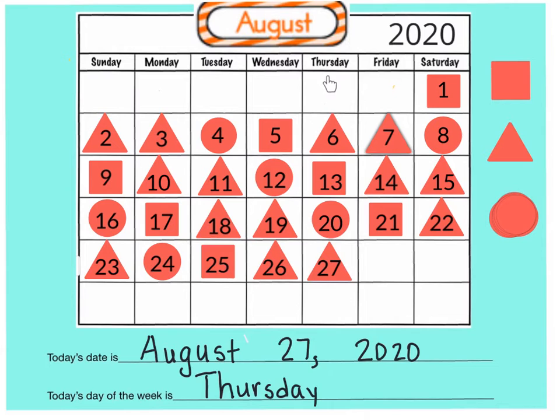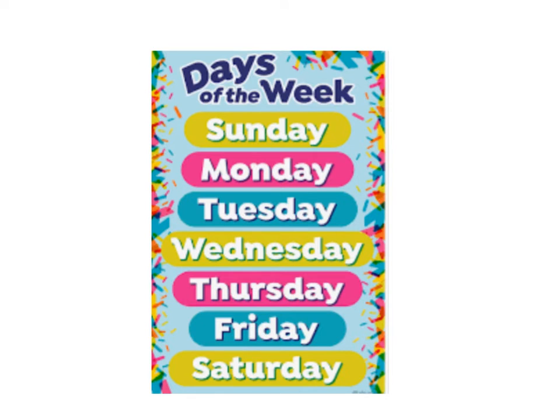All right, so here's Thursday. If I go back one, that's going to help me know what yesterday was. What was yesterday? Wednesday. All right, let me go back to today. If I move forward one, what's tomorrow? It's Friday.